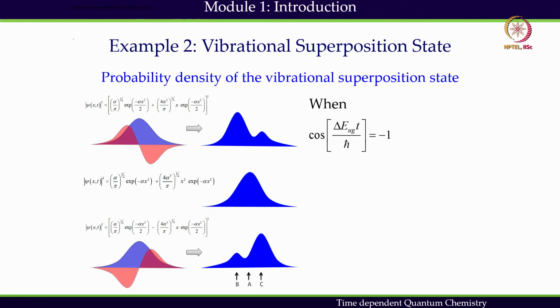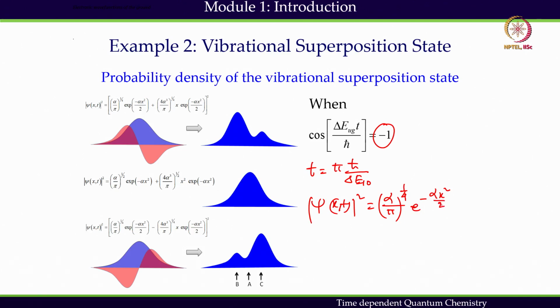Similarly, if we continue and use the minus 1 value, which means that t equals pi h cut by delta E 1 0, then what I get is that the xt total density square is now just going to be e to the power minus alpha x square by 2 minus 4 alpha cube divided by pi to the power 1 by 4 x e to the power minus alpha x square by 2, whole square.